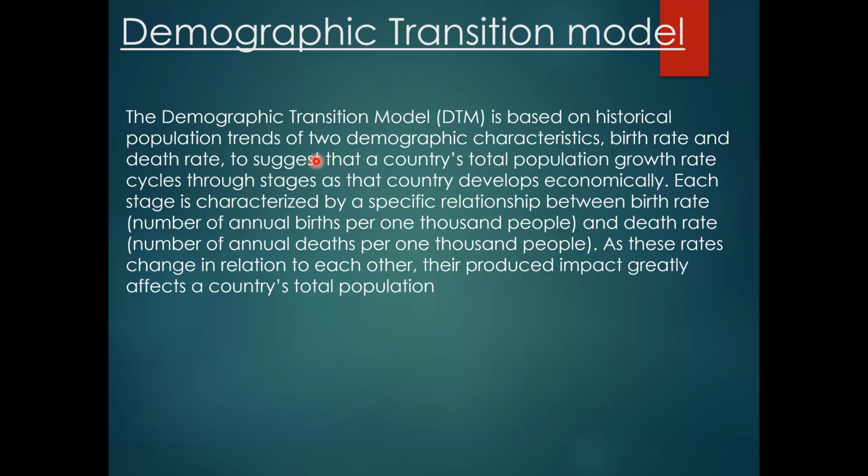The demographic transition model is used to identify the trends in population, that is the birth rate and the death rate, to suggest how a country's total population growth rate cycle has developed. It also tells us how the population of a country has increased so far.